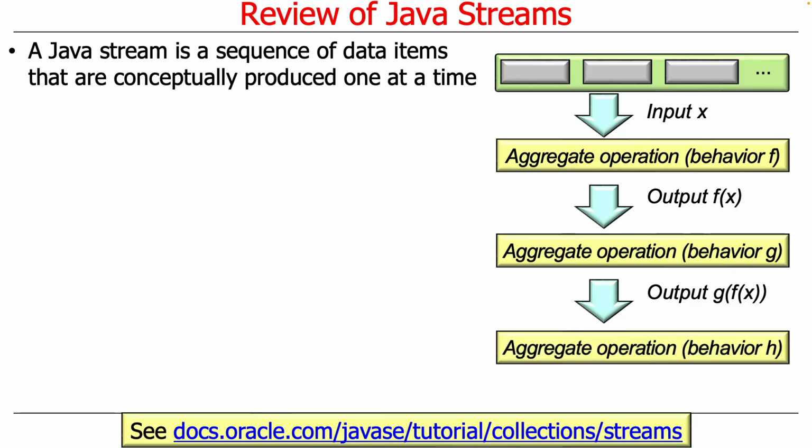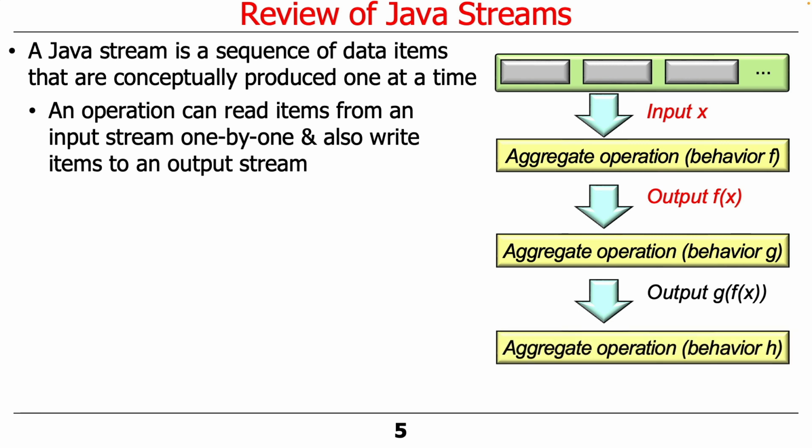So a stream is basically a sequence of data elements, data items, that are conceptually produced one at a time, although we saw with parallel streams, you can get some parallelism that speeds things up. But the idea is that the data flows through these transformation or filtering stages. An operation can read items from an input stream one by one and can also write items to an output stream. So an aggregate operation can take its input, do some stuff, produce an output.